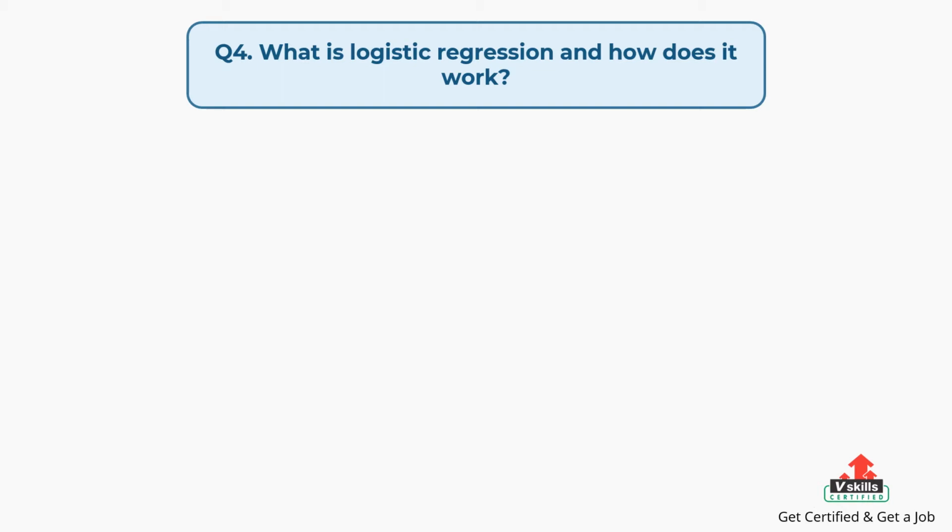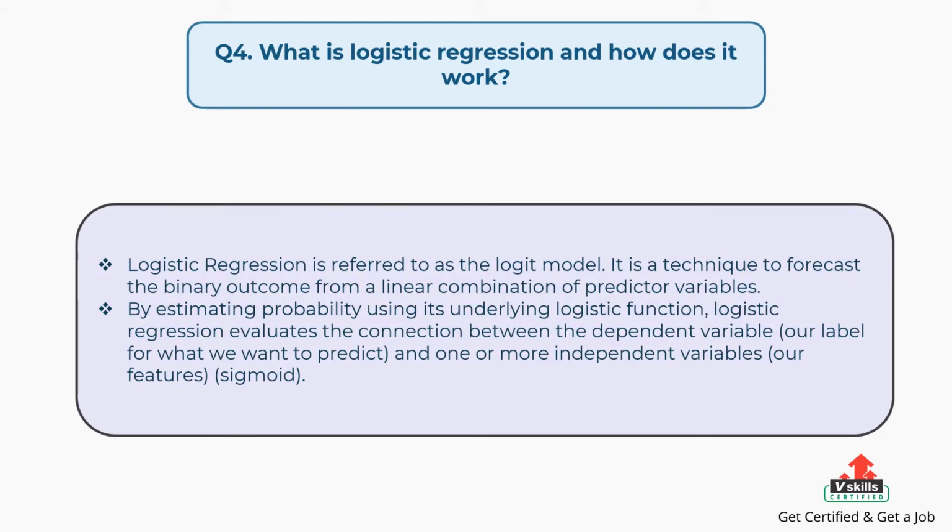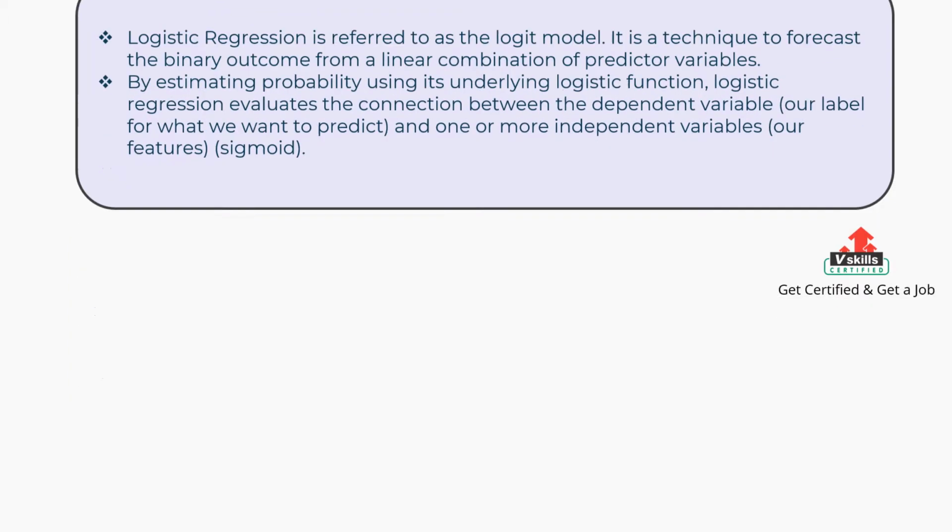Question number 4. What is logistic regression and how does it work? The answer is: logistic regression is referred to as the logit model. It is a technique to forecast the binary outcome from a linear combination of predictor variables. By estimating probability using its underlying logistic function, logistic regression evaluates the connection between the dependent variable, our label for what we want to predict, and one or more independent variables, our features, sigmoid.